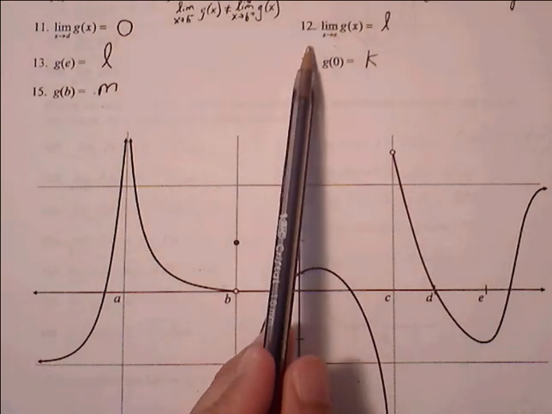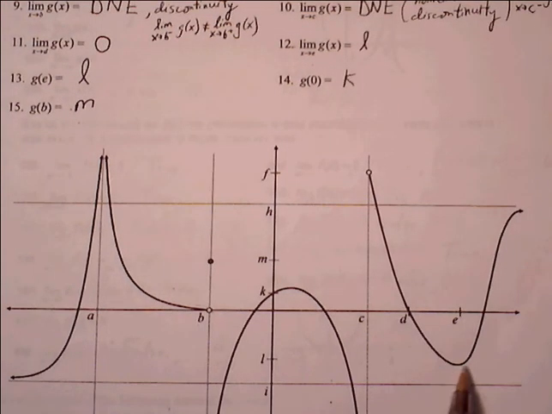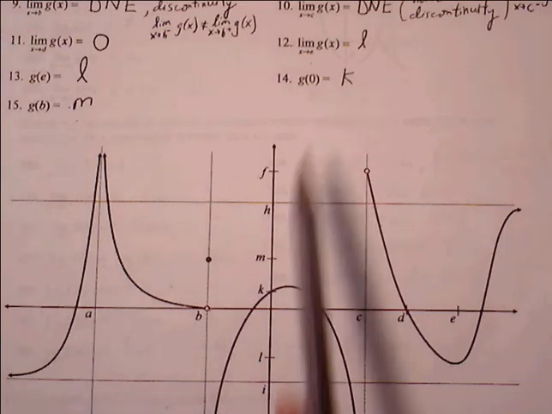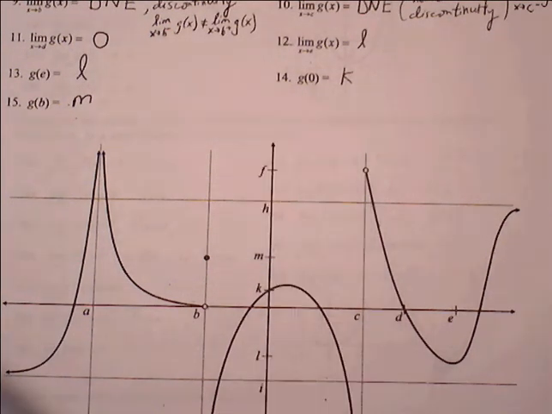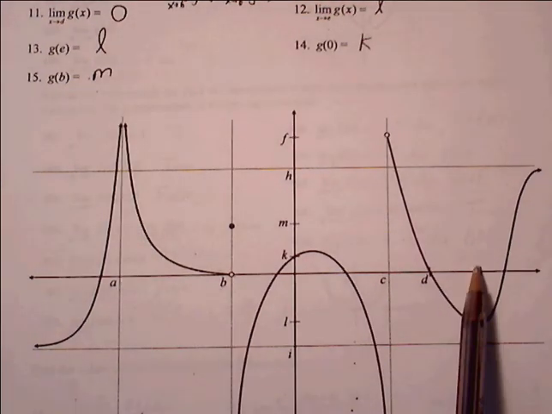As we approach E, we see that the graph is connected through E, through the y value E, and then it's just going to take the same value as the ordered pair. At E, the y value is L, so L is the limit. G of E, we're simply looking for the ordered pair, so at E, the y value is L.